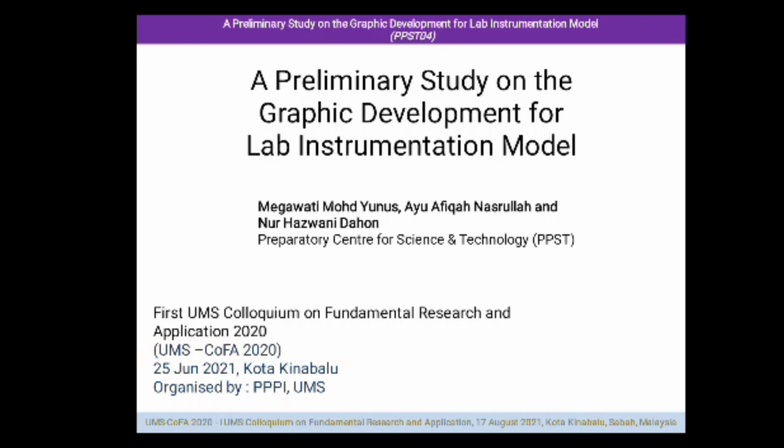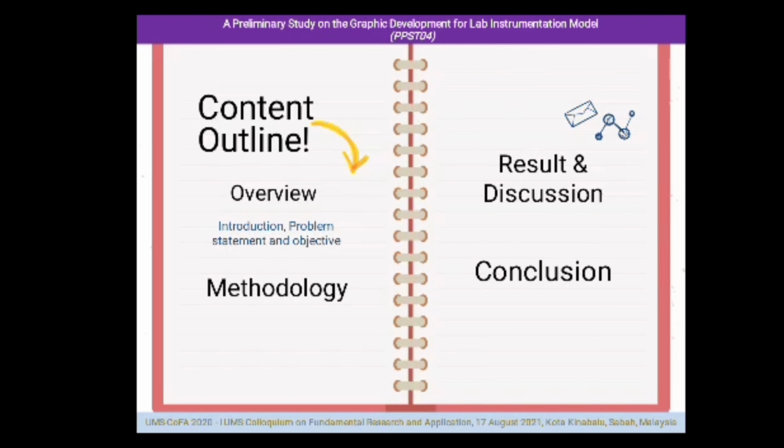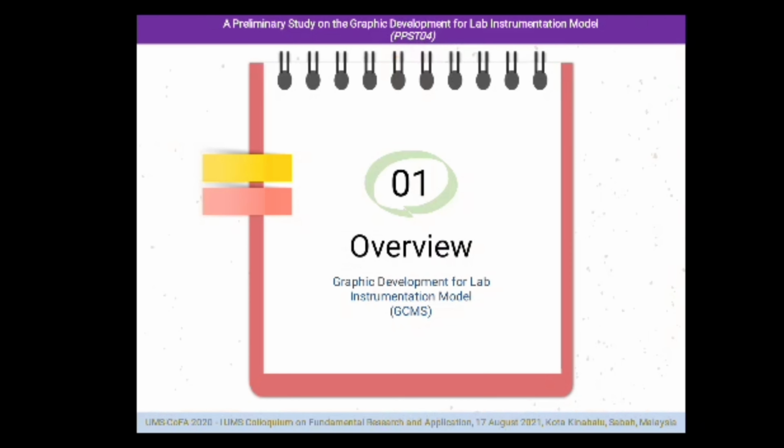The title chosen for this first colloquium on fundamental research and application, organized by PPI UMS, is a preliminary study on the graphic development for lab instrumentation models. This is the content outline. I will go through the flow: overview, methodology, result and discussion, and then conclusion, as usual.